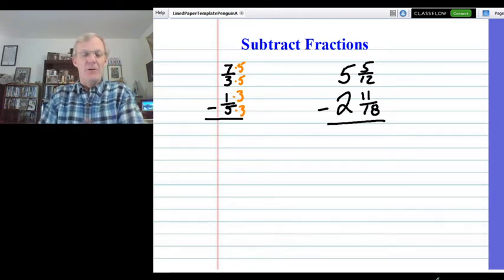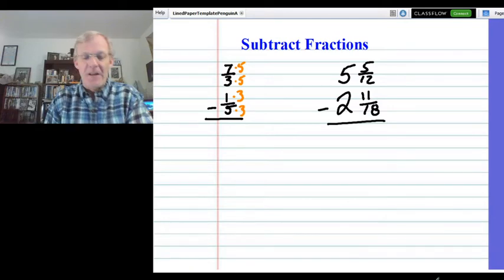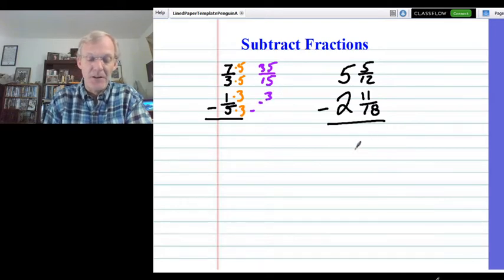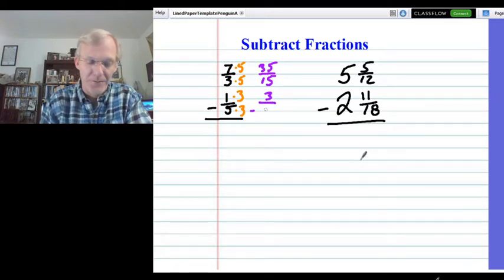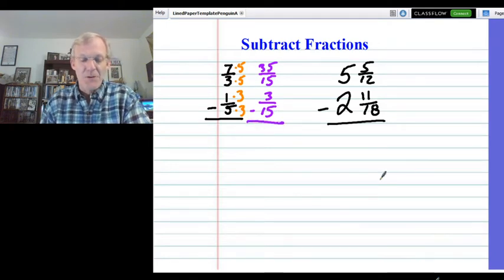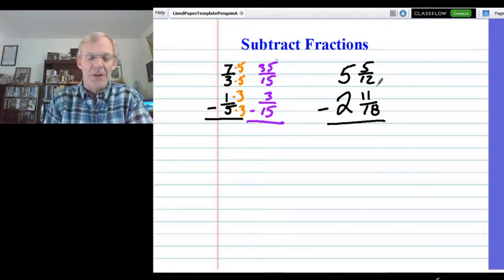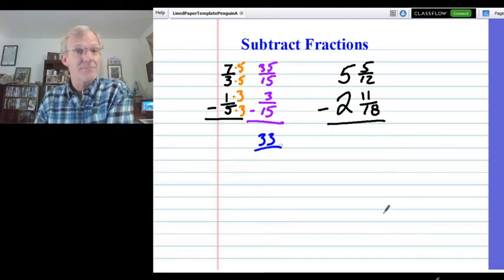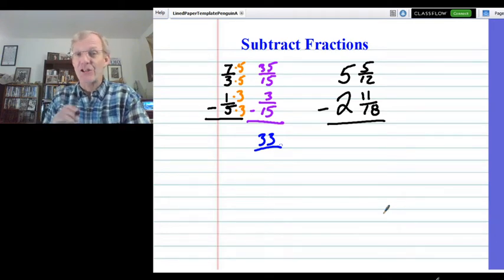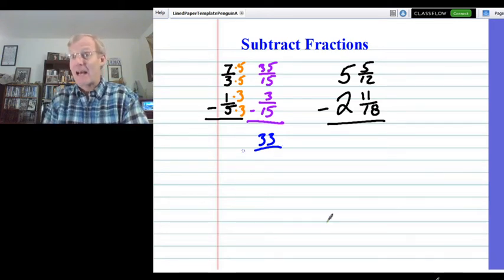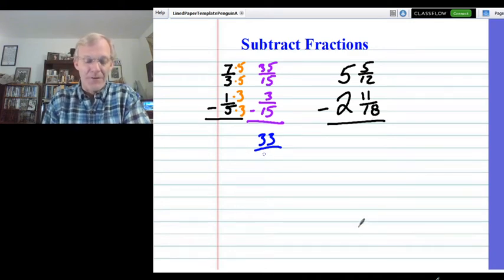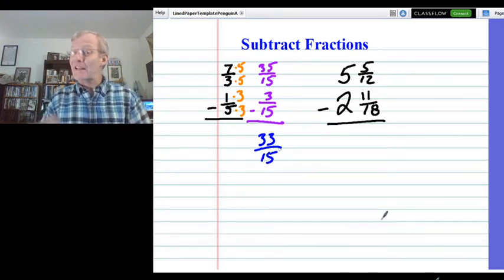And now what do we have? Well, multiply straight across, right? Straightforward. So 7 times 5 is 35 over 3 times 5 is 15. Minus 1 times 3 is 3 over 5 times 3 is 15. So now when we go ahead and subtract here, 35 minus 3 is 32? No, 33. What happens to the denominator? Right, it stays the same. Addition and subtraction, the denominator stays the same. That's why it has to be common. So 15ths, 33/15ths, and we're not done yet, are we?